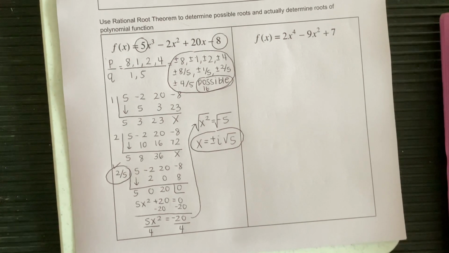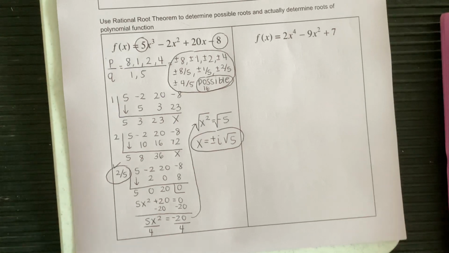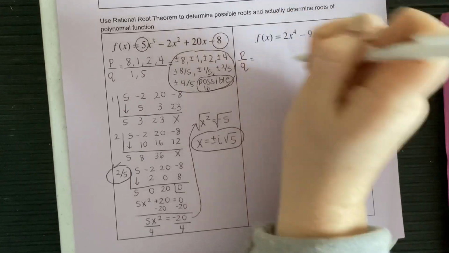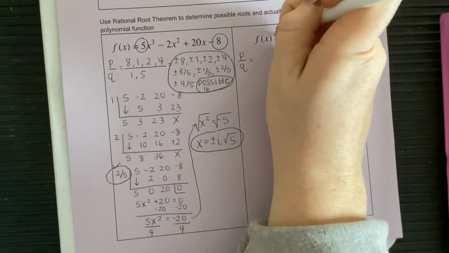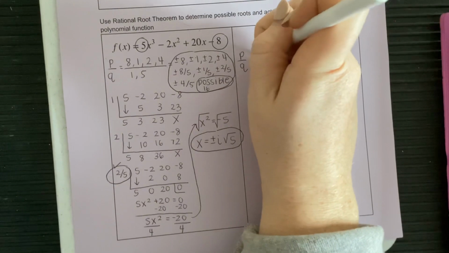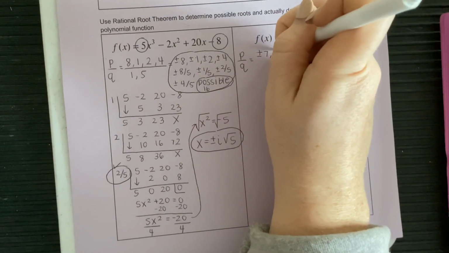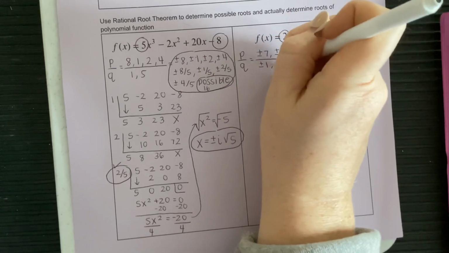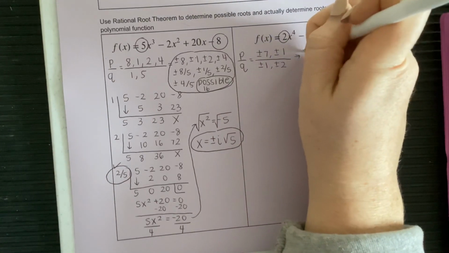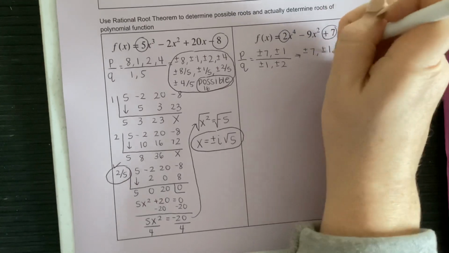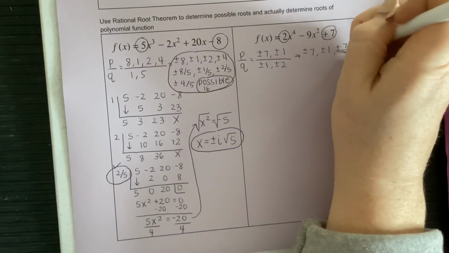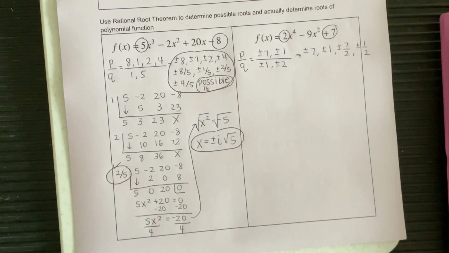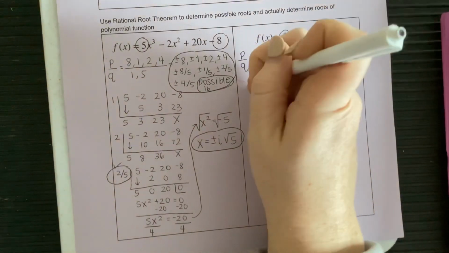All right, same thing happens on the next one. So if you wanted to do the next one, you're doing P over Q. That's all your factors of 7 over all your factors of 2. So that's going to be plus or minus 7, plus or minus 1 over plus or minus 1, plus or minus 2. So your possible combinations here end up being plus or minus 7, plus or minus 1, plus or minus 7 halves, plus or minus 1/2. And then again, just go ahead and you start trying.